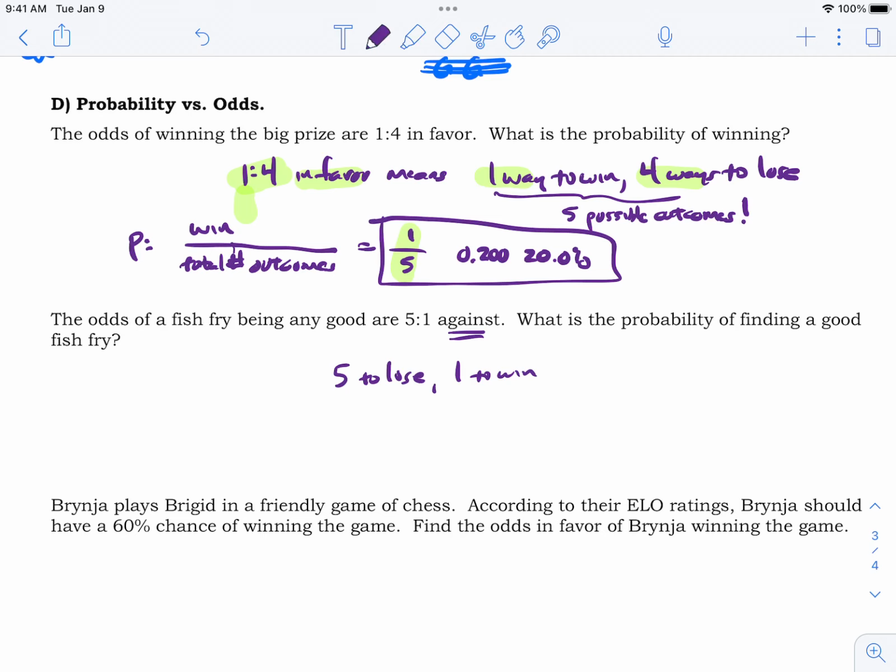So let's see now here. 5 to lose, 1 to win. So that would, of course, be 6 total possibilities. Just add them up. And what is the probability of finding a good one? Well, you want to put the number of ways that you do find a good one, which I call winning, over the total possibilities. It's 1 in 6. We've seen this decimal before, 0.167, 16.7%.